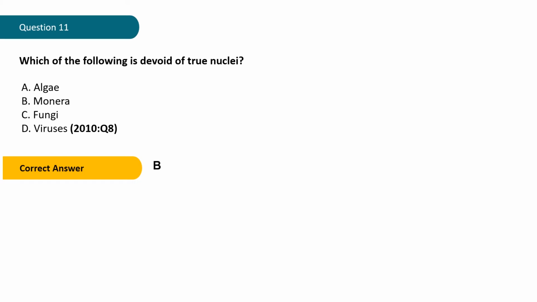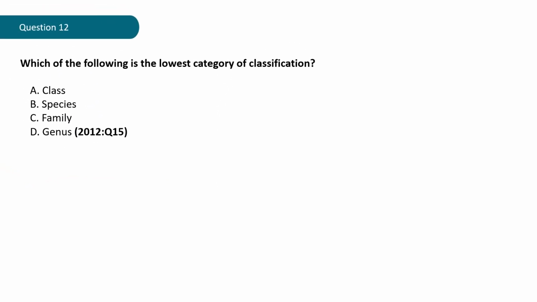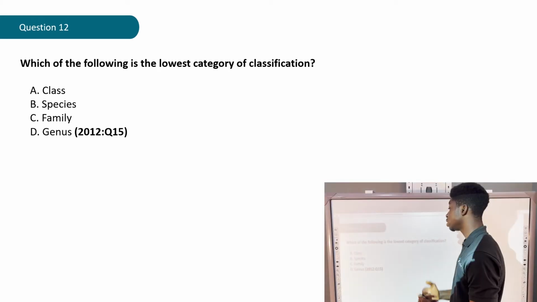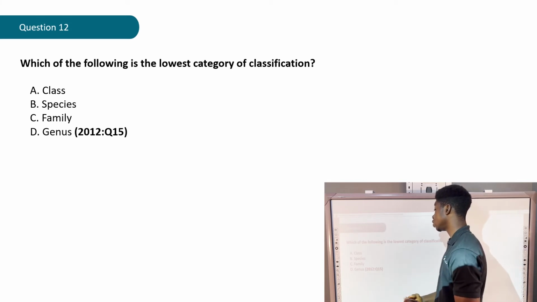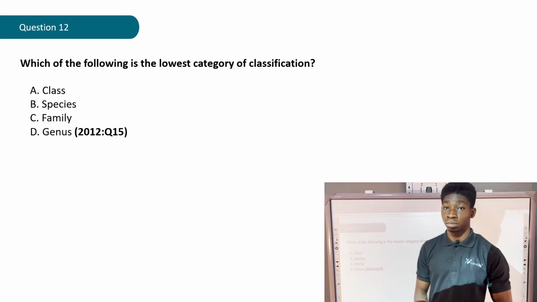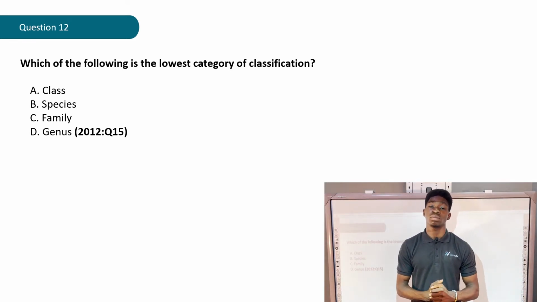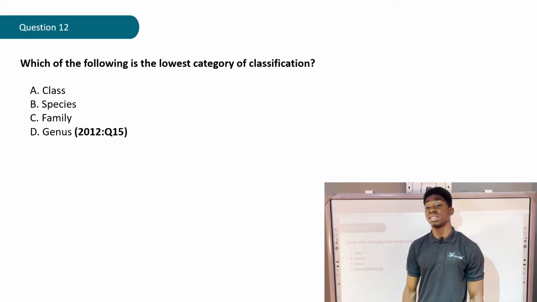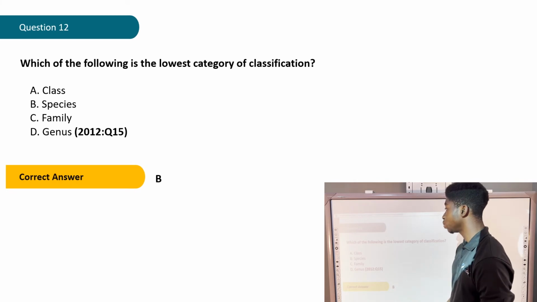Next question. Question 12. Which of the following is the lowest category of classification? A, class, B, species, C, family, D, genus. That question is gotten from the year 2012, question 15. Why not give it a try? Let's see what the correct answer says. The correct answer is B, species.